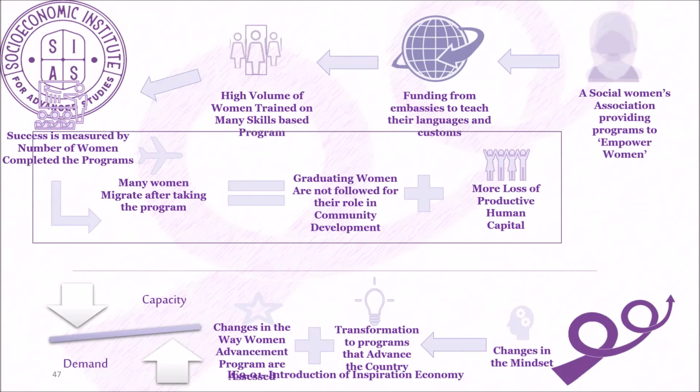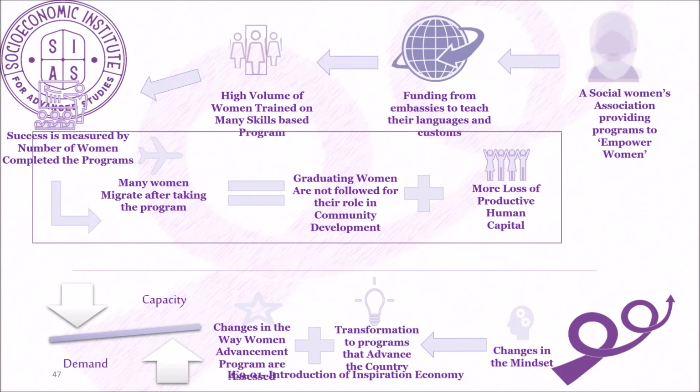And then, of course, we focused on how this high volume training of women, a lot of women come through this large organization, which is spread all over Bosnia. They focus on skill-based programs. But what is the outcome of this program? That was measured. And it was measured only by how many women have completed the program, not how many women have started to do projects from this program.